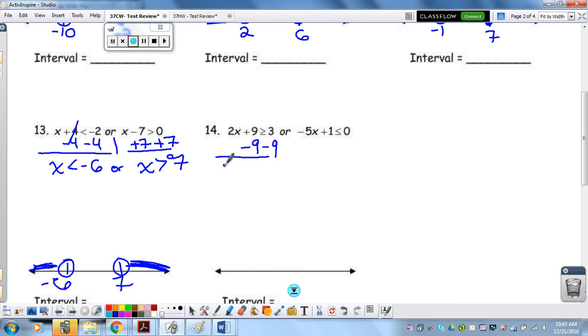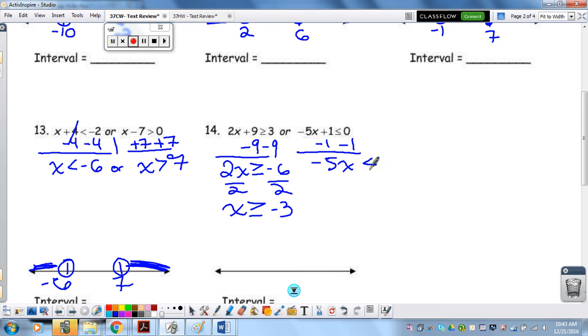Okay, isolate the variable. Okay, divide by 2. x is greater than or equal to negative 3. All right, so now for the other one, I'm going to subtract 1 on both sides. Negative 5x is less than or equal to negative 1. Divide by negative 5. Uh-oh, we divided by a negative. What does that mean? Flip the inequality. Awesome. All right, put a star next to this one.